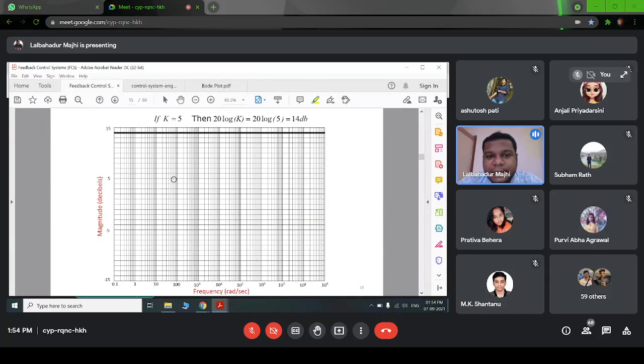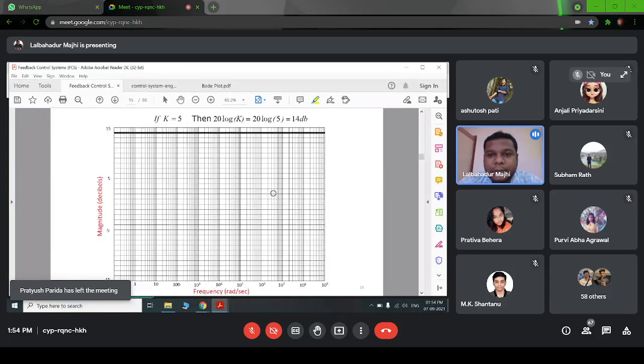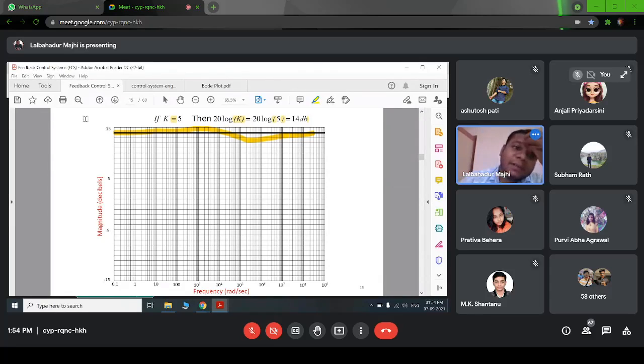So it will be a straight line. As you know, the log magnitude curve will be a horizontal straight line with a magnitude of 20 log K decibels. If we plot this in the Bode plot, we have taken the value of K equal to 5. Then 20 log K will be 14 dB. So it will be a horizontal straight line at 14 dB. It will not depend on the frequency. It will always remain the same. The value will be constant because K is a constant value.